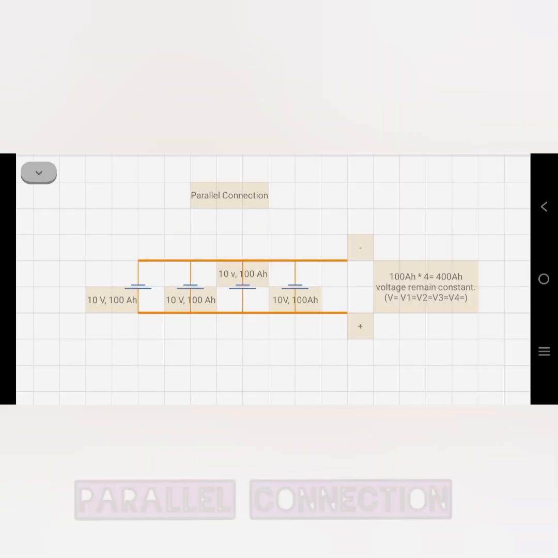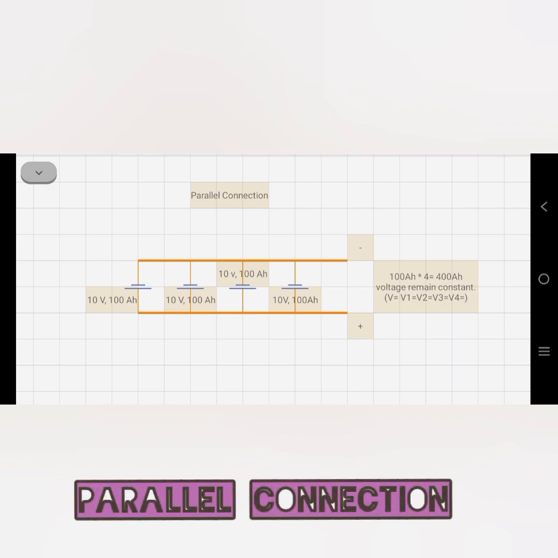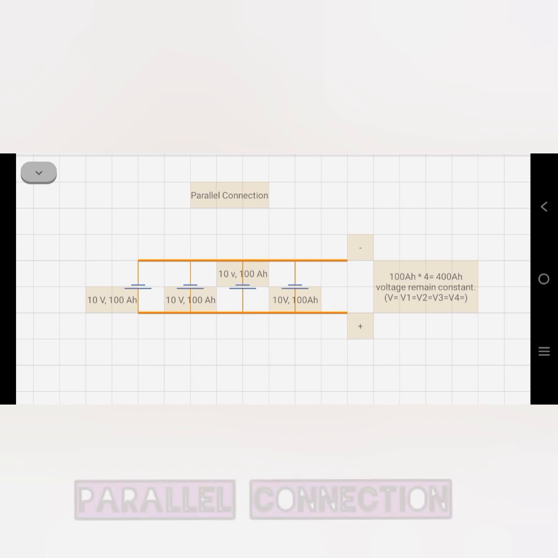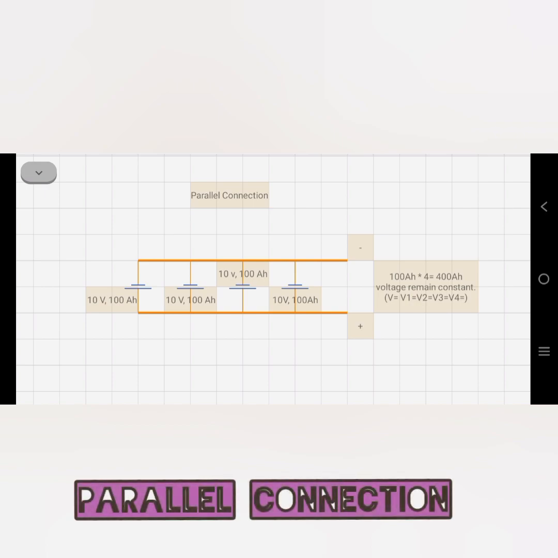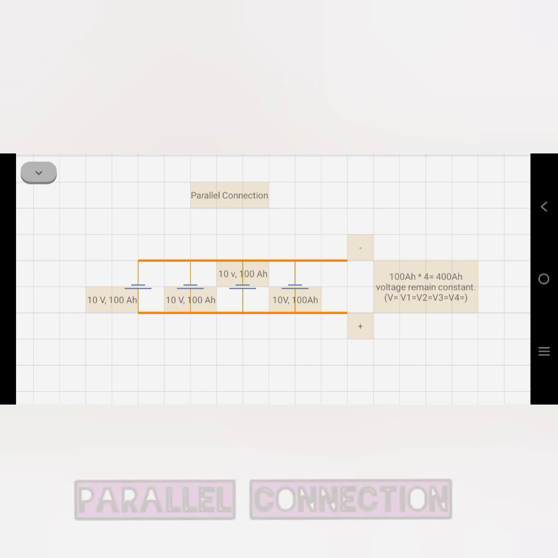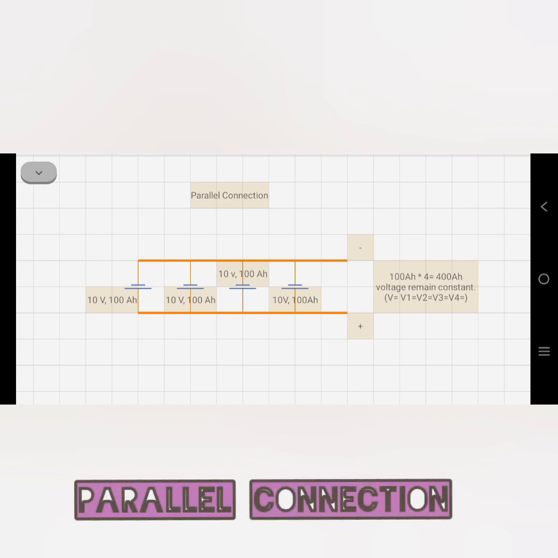This is for your parallel combination. Here I have made the parallel combination with connections such that all four batteries' negative terminals are connected at one end, and all four batteries' positive terminals are connected at the other end. So all are taken in parallel. If any one battery gets damaged, it will not affect the whole system. That one battery will get isolated and can be changed easily.